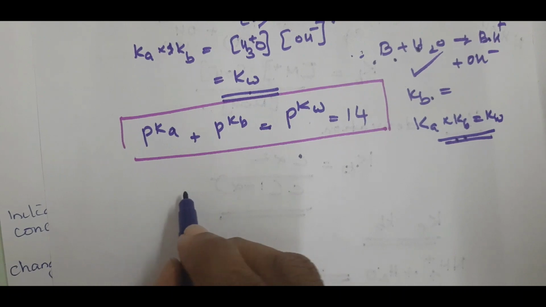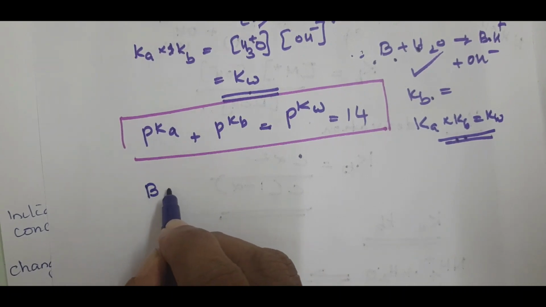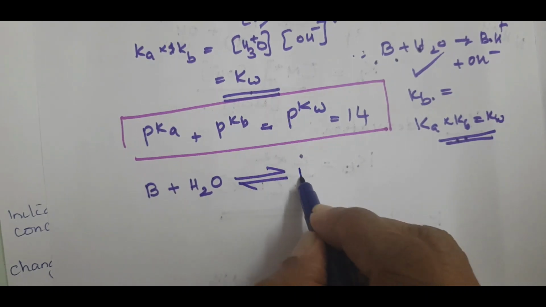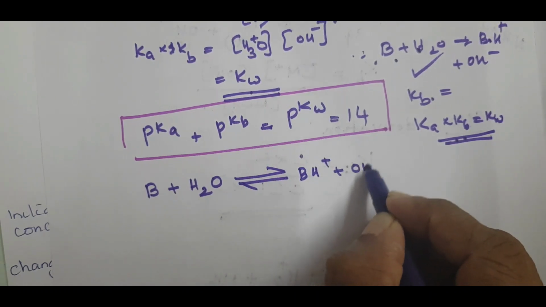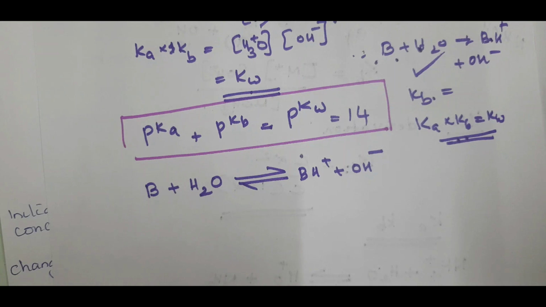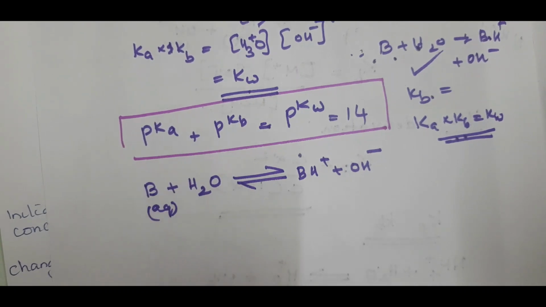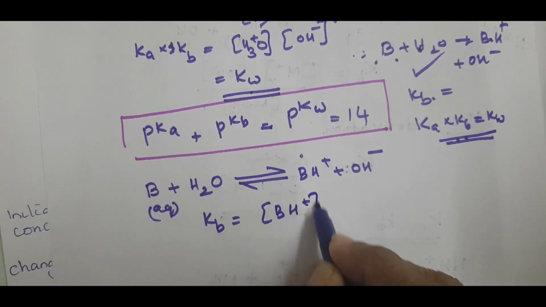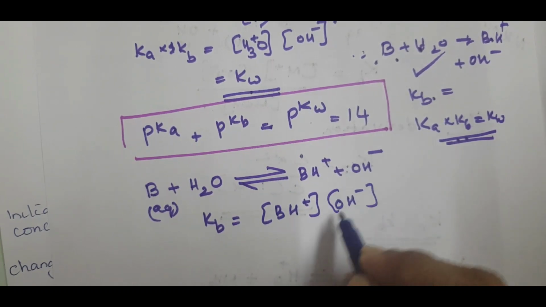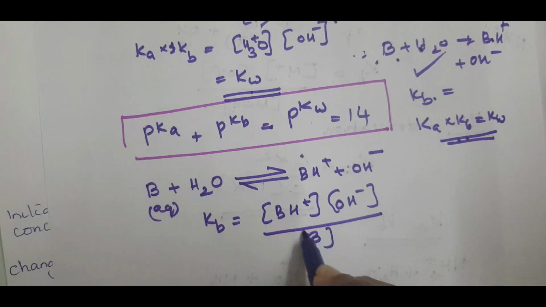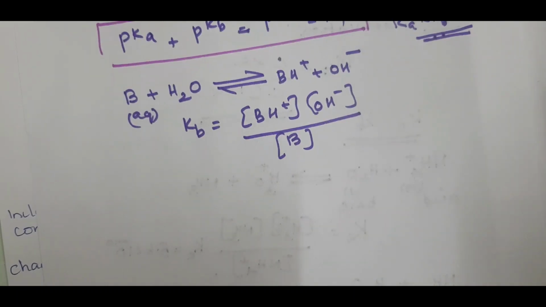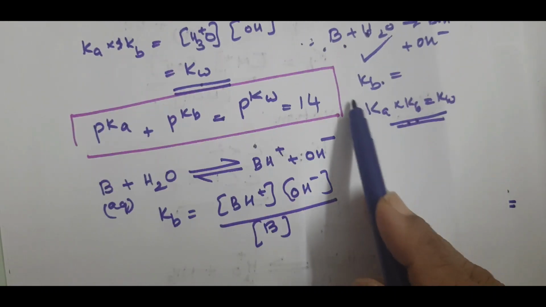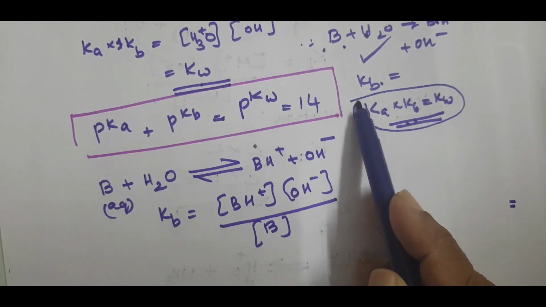If you are not getting it, I will tell you the base dissociation also. B plus H2O will give you BH plus and OH minus. This is the base dissociation, and this is the base B. Now, what is Kb? Kb is equal to the concentration of BH plus into the concentration of OH minus divided by the concentration of B. You got it? Correct? Okay. Now, we want this equation, that is Ka into Kb is equal to Kw.